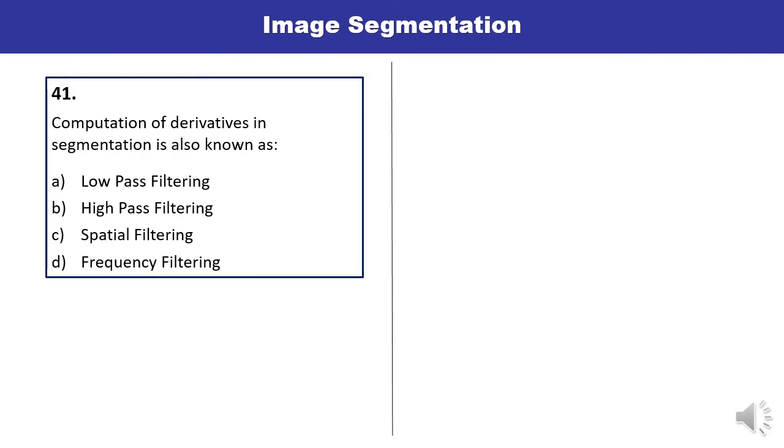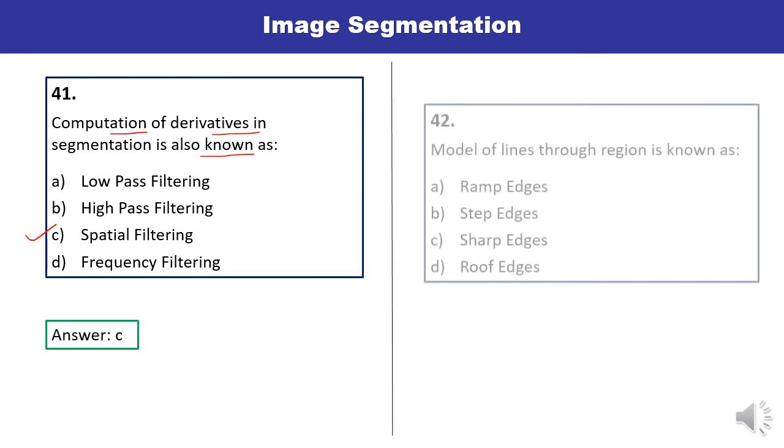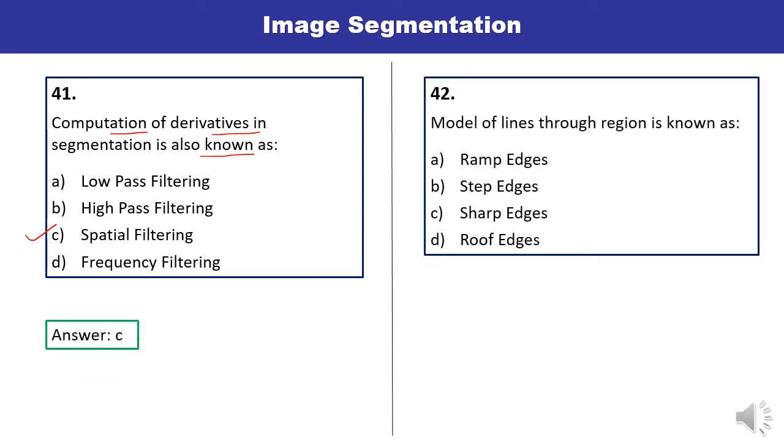Question number 41 is, computation of derivatives in segmentation is also known as low pass filtering, high pass, spatial or frequency. So computation of derivatives in segmentation is known as spatial filtering. Keep remembering this. C is the correct answer. Next is, model of lines through region is known as ramp edge, step edge, sharp edge or roof edge. So model of lines through region is roof edge. Answer is D.